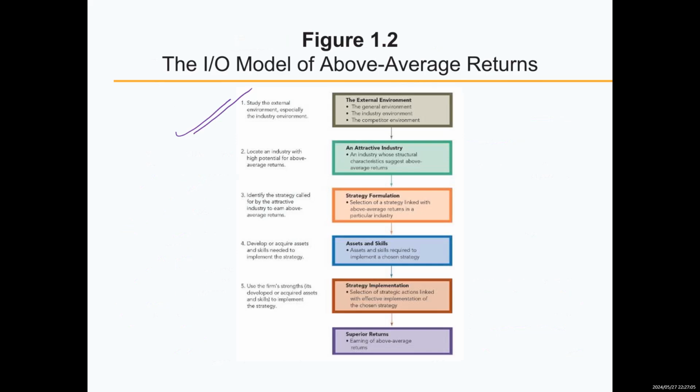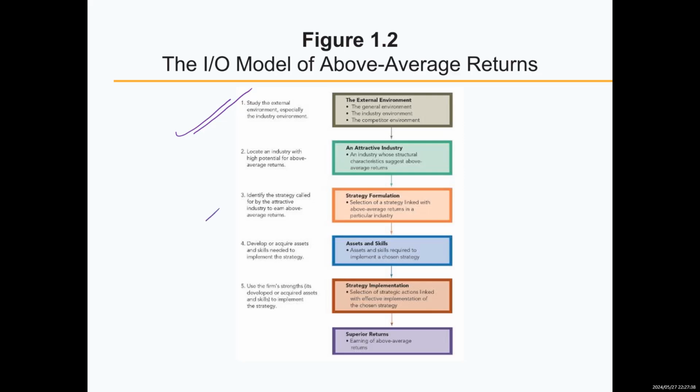So in general, the industry competitiveness, the characteristics of the external environment that will both determine and constrain firms' alternative strategies, right? And the second one is locate an in-depth industry with a high potential for return based on the structural characteristics of the industry. So we'll talk about this in chapter 2.